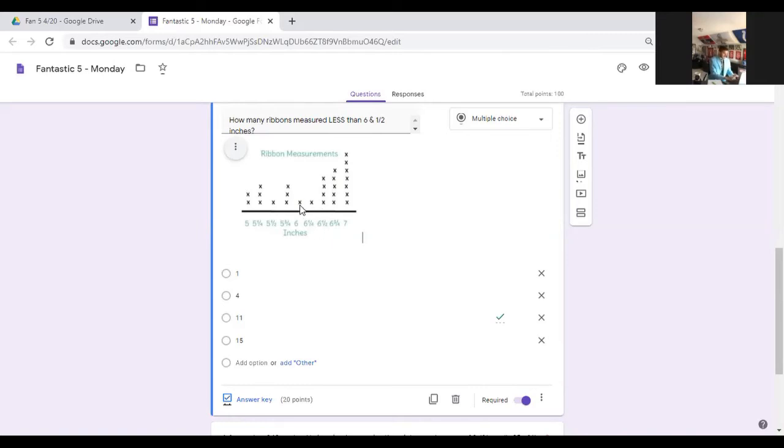So here's 6.5 going to the left. I've got 1, 2, 3, 4, 5, 6, 7, 8, 9, 10, 11, which would have given you C.